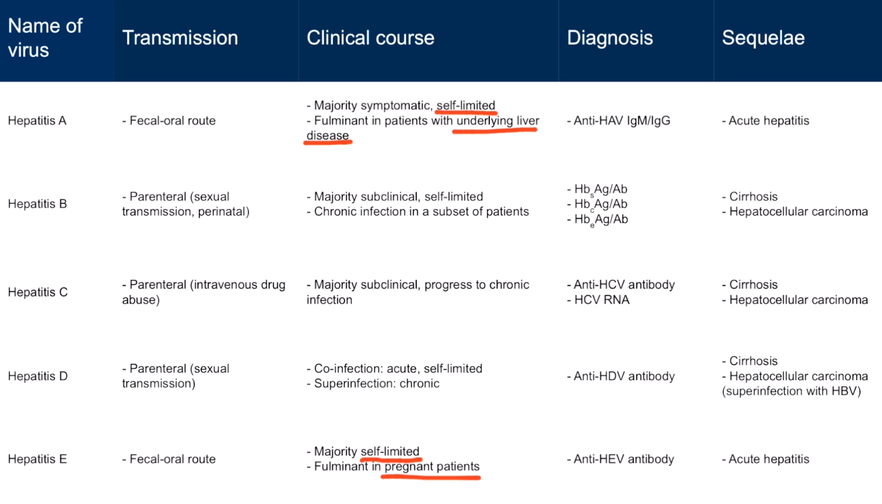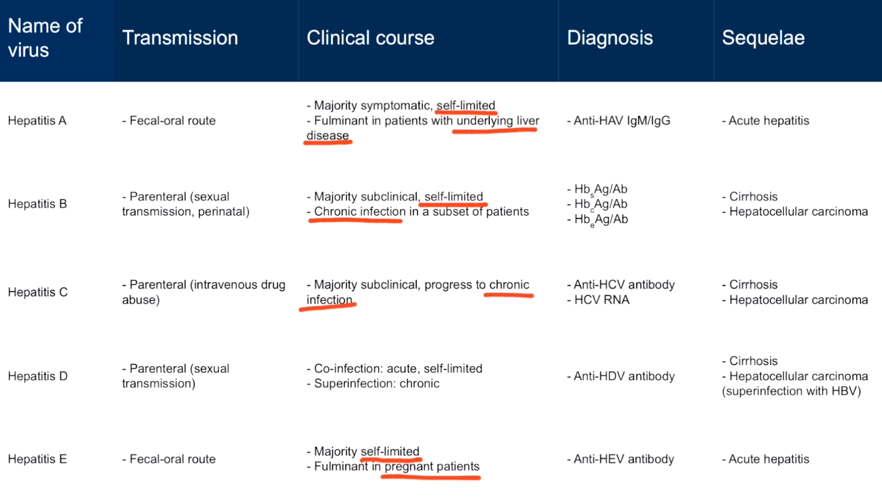The majority of the time, hepatitis B is also self-limited and clears on its own. However, it can progress to a chronic infection in a subset of patients, about 5 to 15% of the time. With hepatitis C, in contrast, the majority of patients progress to chronic infection.